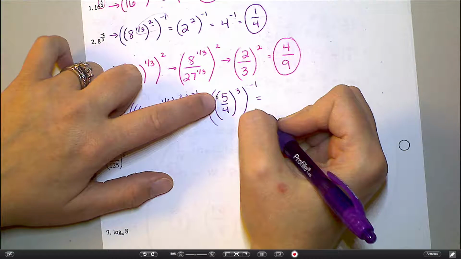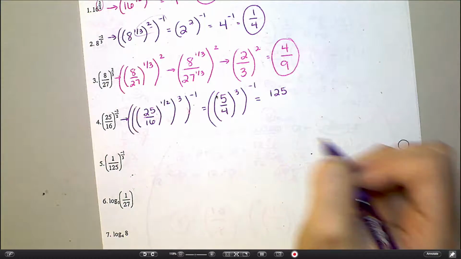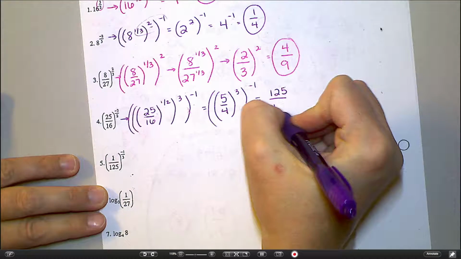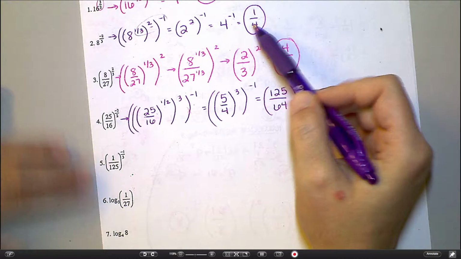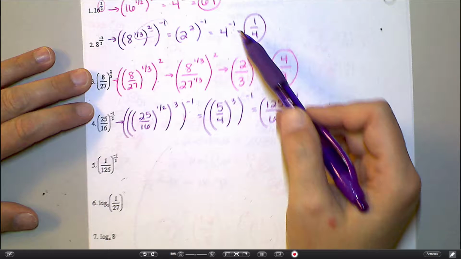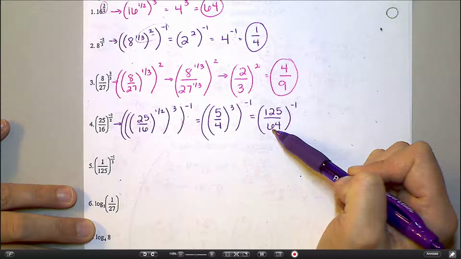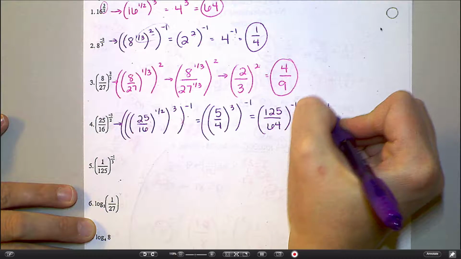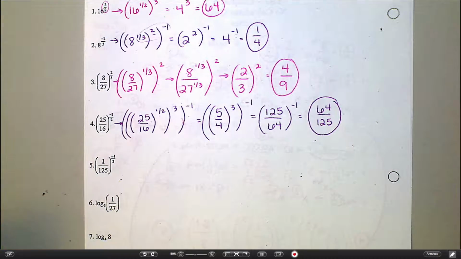Okay, 5 to the 3rd power is 125. Again, you could do that by hand if you wanted. 5 times 5 is 25. 25 times 5 is 125. And then 4 to the 3rd power is 64, to the power of negative 1. Now, up here, when we had 4 to the negative 1, we just made it 1 over 4 because 4 is a whole number. But here, this is already written as a fraction. So I just want to take my fraction and flip it over and make it 64 over 125. Okay?